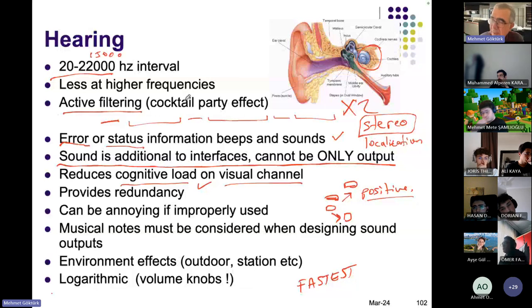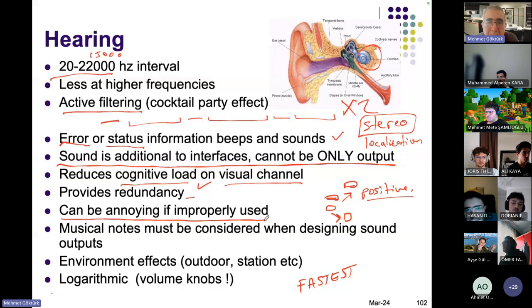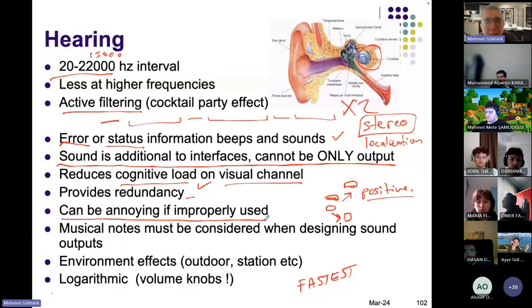Sound messages can be annoying if improperly used. What does that mean? For example, some setting is not complete, but the equipment is working and you are generating the sound beep, beep, beep, beep, beep. It cannot be ignored. It keeps beeping. So if it is improperly used, then it could be annoying. You have to be careful. And it has to be pleasing sound.